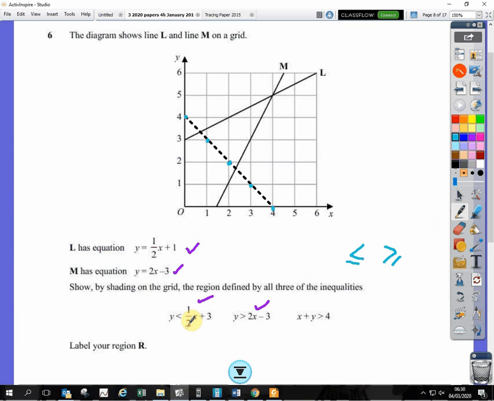so let's go through these then. It's less than y equals a half x plus 3. A half x plus 3 is line L, which crosses the y-axis at 3, so it's below that line. It's greater than 2x minus 3, that's line M, so it's above that line. And it's greater than x plus y equals 4. Yep, so it's this one. So it's got to be this region here, that's in between. It's not always in between, but quite often it is. You shade this region, and then put my R in there.